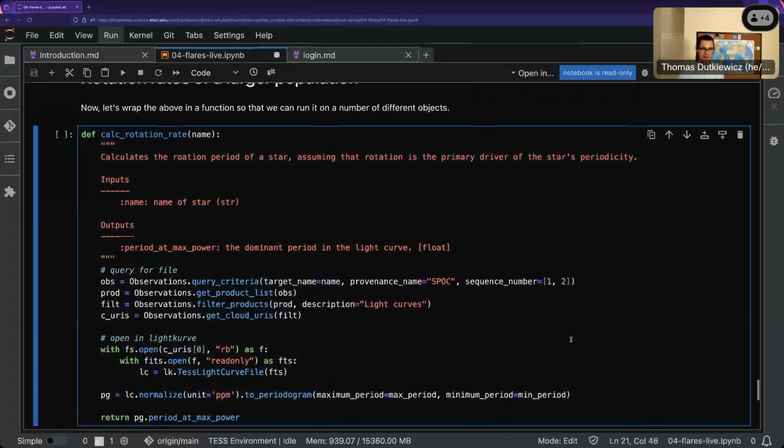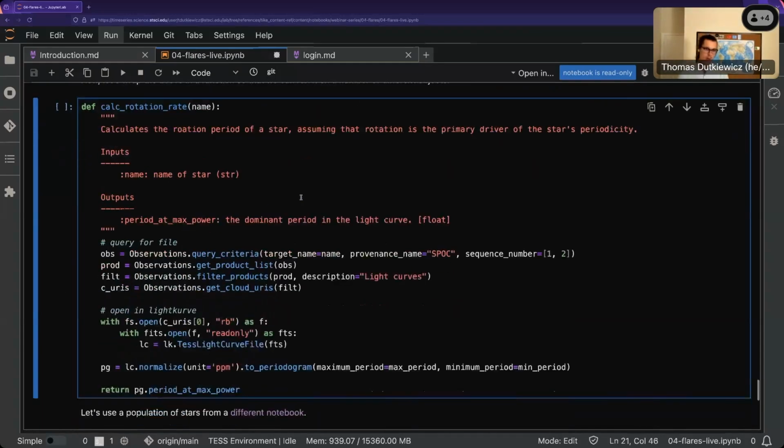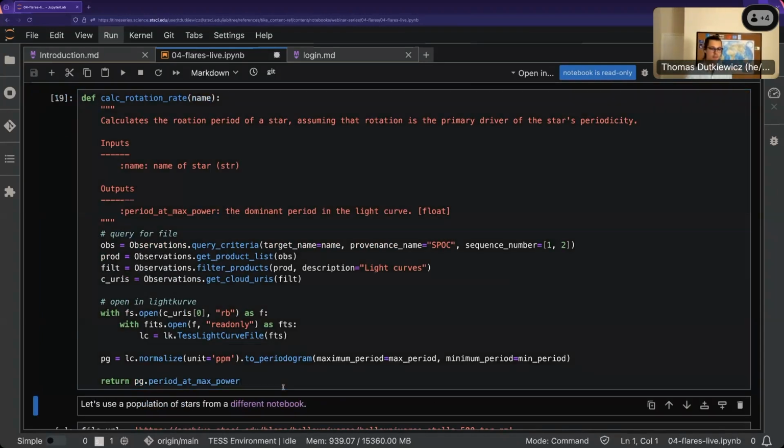To do that, if we want to do this on a population level, we need to write functions because we cannot do what we just did across dozens of stars. It would just take too long. This function just takes everything we've already done and wraps it up into one thing. So given the name of a star in the form of a TIC ID, it's going to return the period at maximum power. So this turns the TIC ID into that rotation rate.